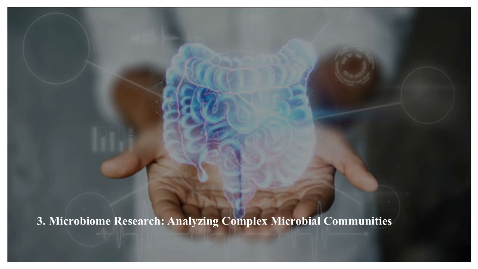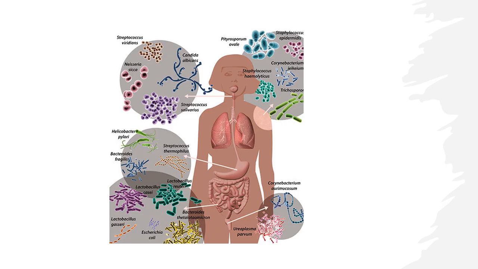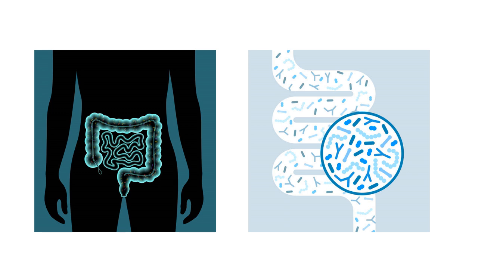3. Microbiome research. Analyzing complex microbial communities. The human microbiome, comprising trillions of microorganisms living in and on our bodies, is a key research area in bioinformatics. Recent advances in sequencing technologies, coupled with sophisticated bioinformatics tools, have enabled researchers to study the composition and functions of microbial communities at unprecedented depth.